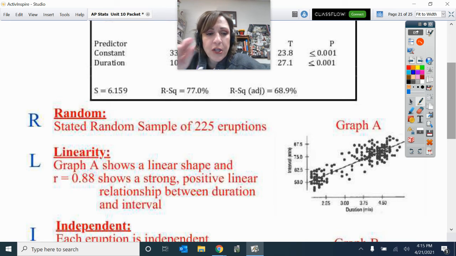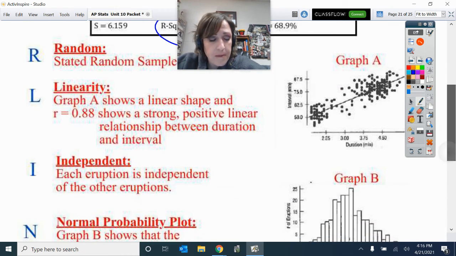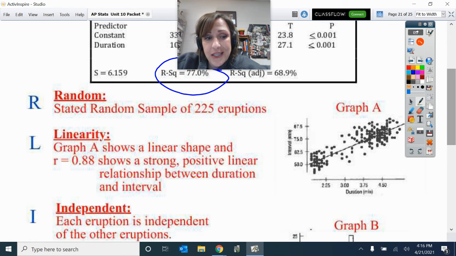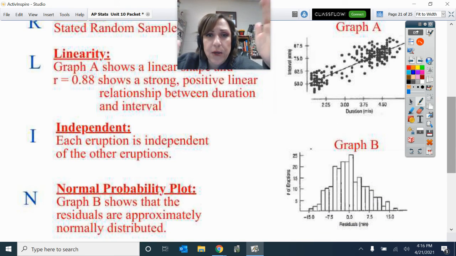Linearity. Graph A shows a linear shape and r equals 0.88. Where did I get that? Well, I square rooted r squared. It shows a strong positive linear relationship between duration and interval, so I'm interpreting that correlation coefficient. Independent: each eruption is independent of the other eruptions. We're saying the eruptions themselves are independent, but the interval between the eruptions is what we're investigating.